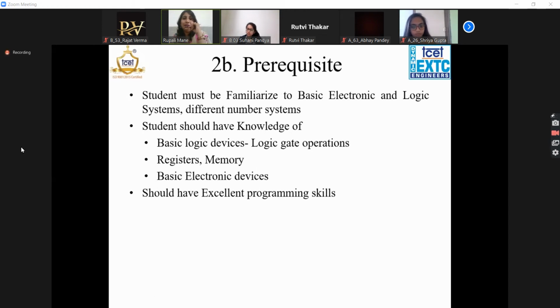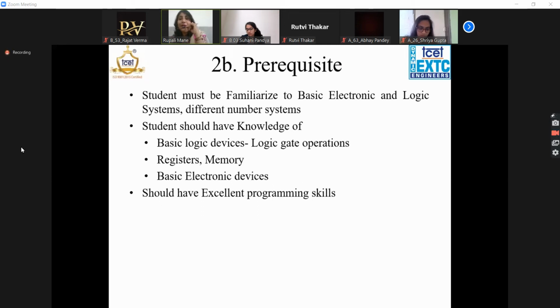Then this is the prerequisite. You have studied digital electronics in your third semester, okay? In that you have studied various gates, then registers, then memory, and the basic electronic devices, like your LED. These are some of the basic things which are required to understand this subject, okay? So basic logic gates, you might be knowing NOT gate, NOR gate, NAND gate, AND gate, OR gate, okay? You must know the truth table of each.